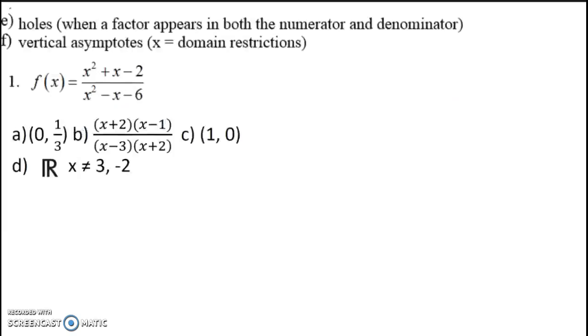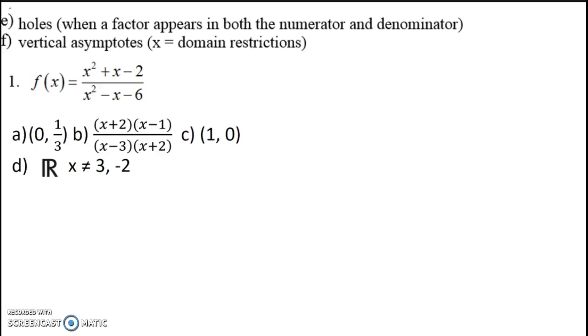All right, onward. We're still talking about rational functions. We're talking about finding them on a graph, and identifying x-intercepts, y-intercepts, asymptotes, and holes. This is number 1 at the bottom of your worksheet from last week. A is already done, B is already done, C is already done, and D is already done. Now we need to talk about E and F.